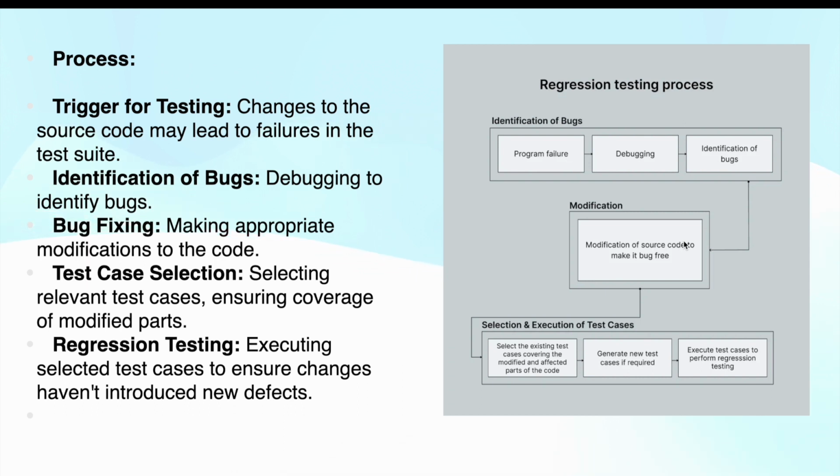After that, relevant test cases are selected from the existing test suite, ensuring coverage of all modified and affected parts of the source code. New test cases may be added if necessary. The selected test cases are executed to perform regression testing, which ensures that the modifications have not introduced new defects.